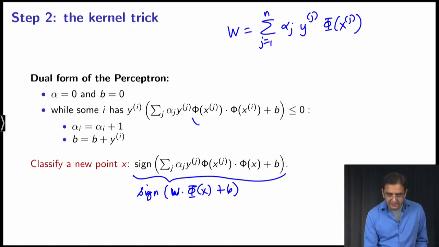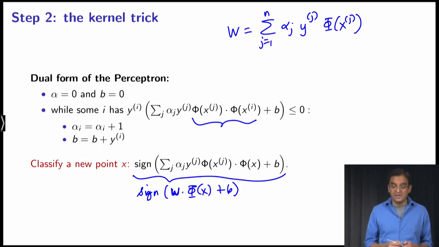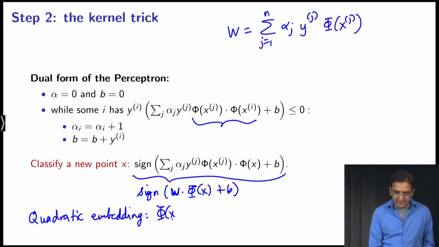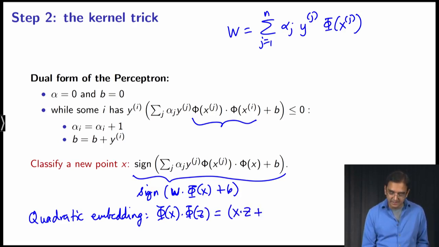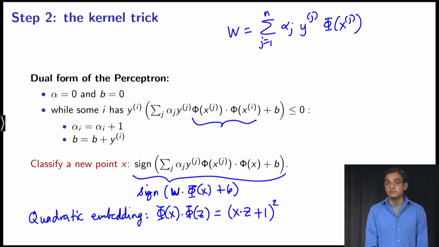So all these operations are extremely simple, except for one. It looks like we have to compute dot products between these expanded data vectors, in the case of MNIST, between these 300,000 dimensional vectors. What we saw last time, however, is that we can compute these dot products very easily. For the quadratic embedding, in fact, we saw that this dot product, phi of x dot phi of z, is simply x dot z, the dot product in the low-dimensional space, plus 1, squared. And as a result, the entire algorithm is extremely efficient.